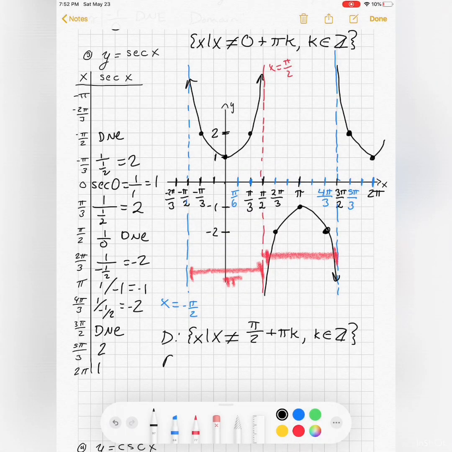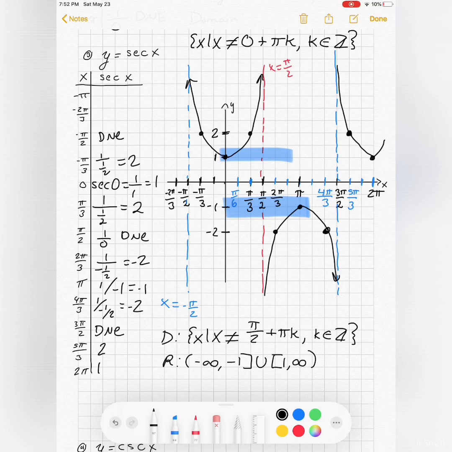The range is kind of interesting because this graph stays outside of the ones. You see how the graph ends here and here? It doesn't go in that interior region. So I'd actually have negative infinity to negative 1, and then 1 to infinity.